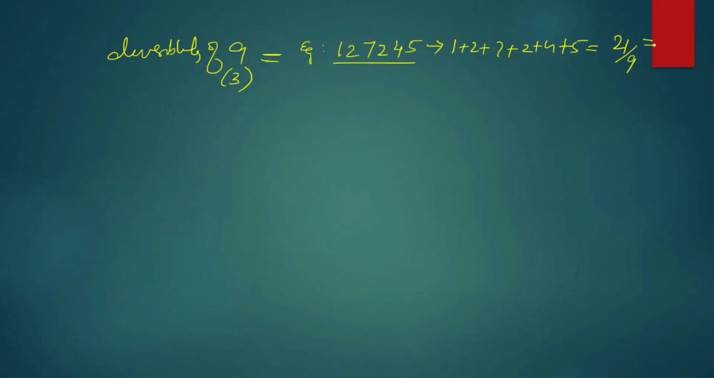Sorry, the sum you will get is 27. So you have to check whether 27 is divisible by 9. 3 nines are 27.